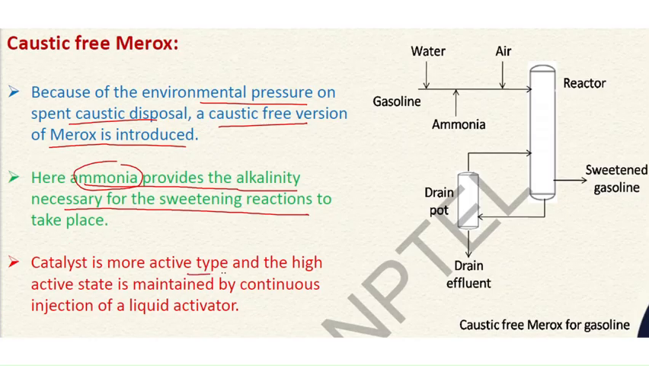Okay. Catalyst is more active type, and the high active state is maintained by continuous injection of a liquid activator. Okay. Here, gasoline along with air and ammonia and some amount of water is injected into the reactor from the top, and from below we get the sweetened gasoline. And the solution consisting of ammonia, water, and H2S is taken to the drain pot where the waste is given off as the drain effluent, and some amount is drained back as liquid activator as given here.